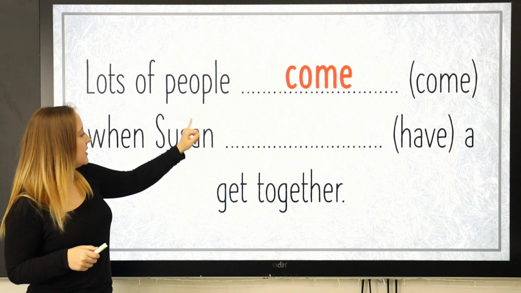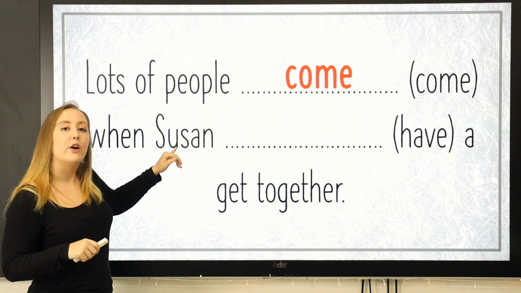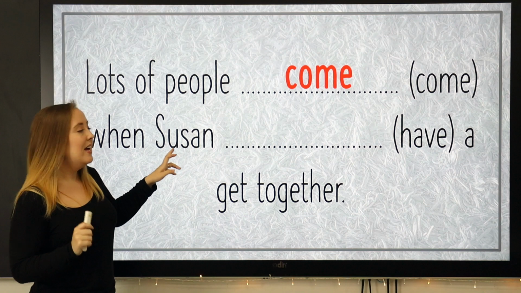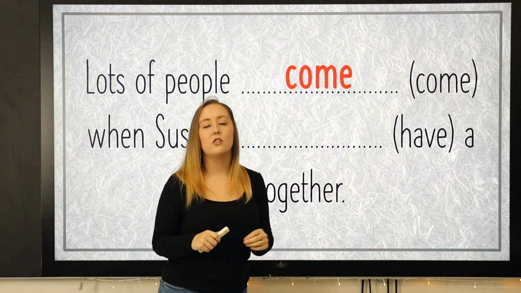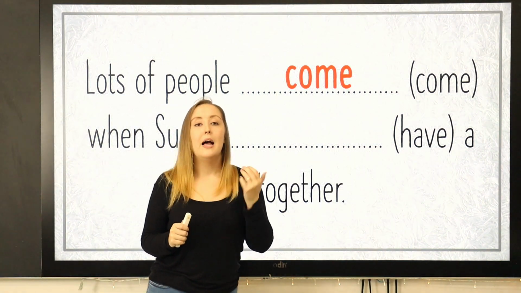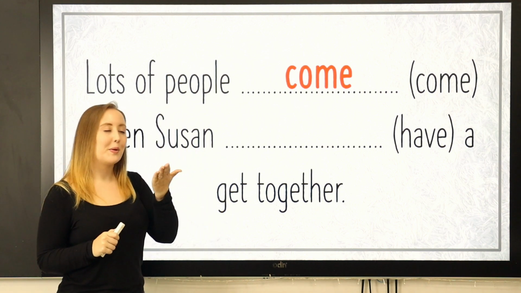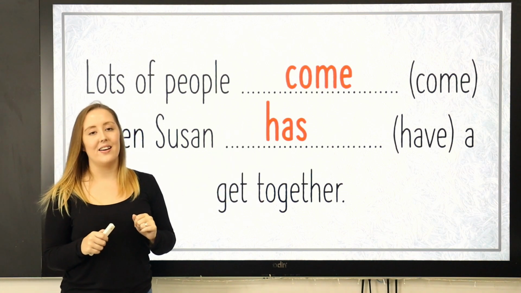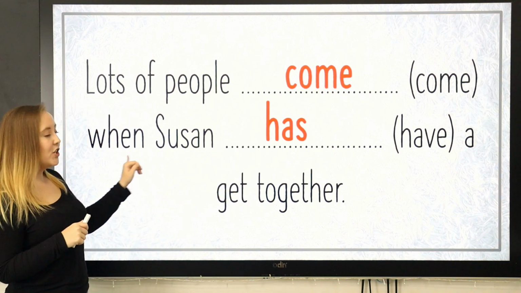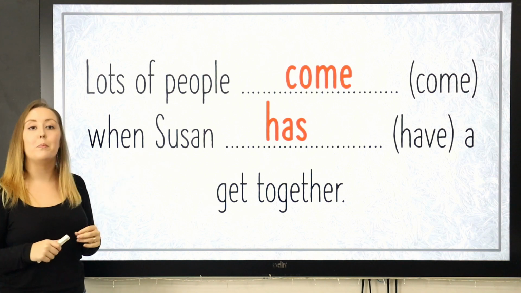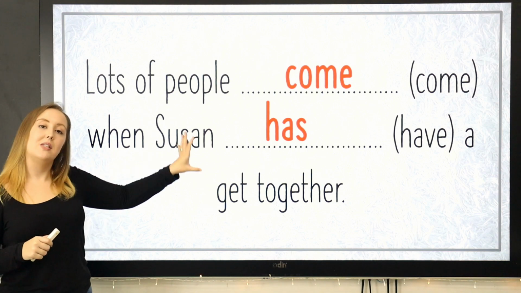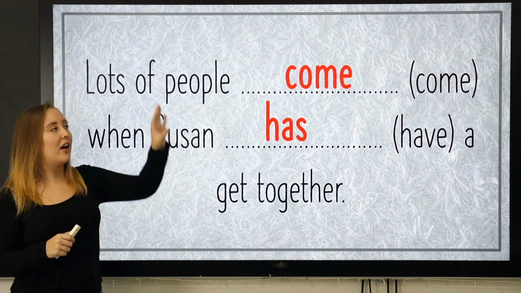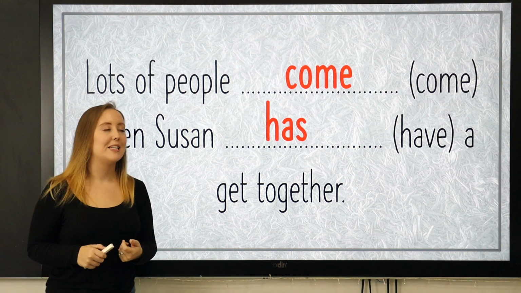Now this one is where it's a little bit more difficult. Here we have the female. Okay, so we're using the personal pronoun she. And we know that we have to change the form of the verb to present simple. And what word is that? Well done. Has. When Susan has a get-together. So as you can see here, we changed the word if. We replaced it with when, because this is 100% true. So every time Susan has a get-together, lots of people come to her party. Great.